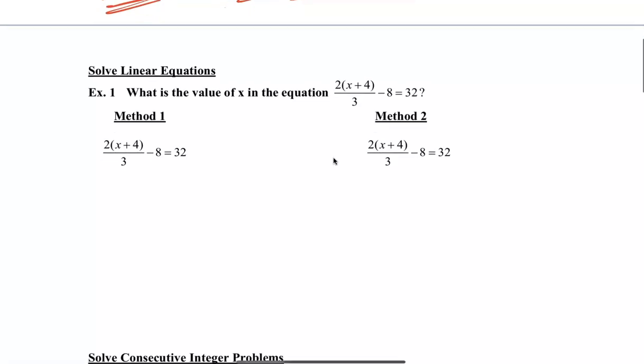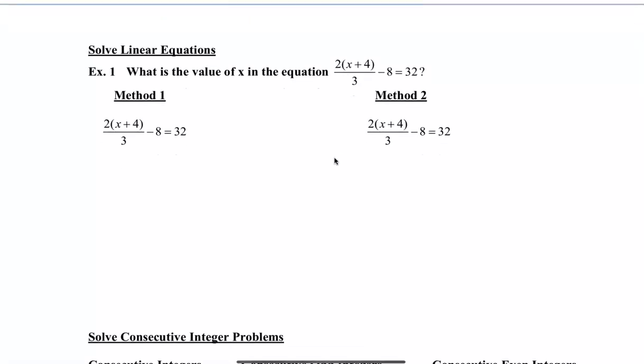Now this one, it's a fraction, so I'm going to show you, we're going to do it in 2 methods. So method 1, just kind of doing the same thing we've been doing. So I want to get the x by itself. So I want to move over that 8, right? Isolate this part first. So that's the first step.